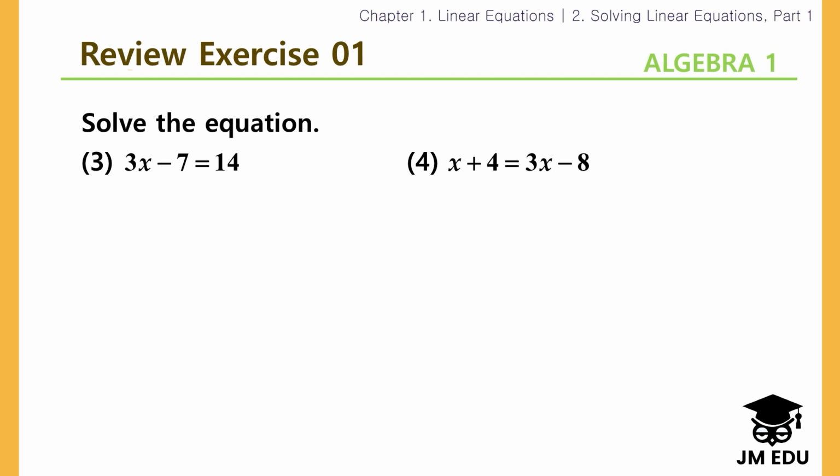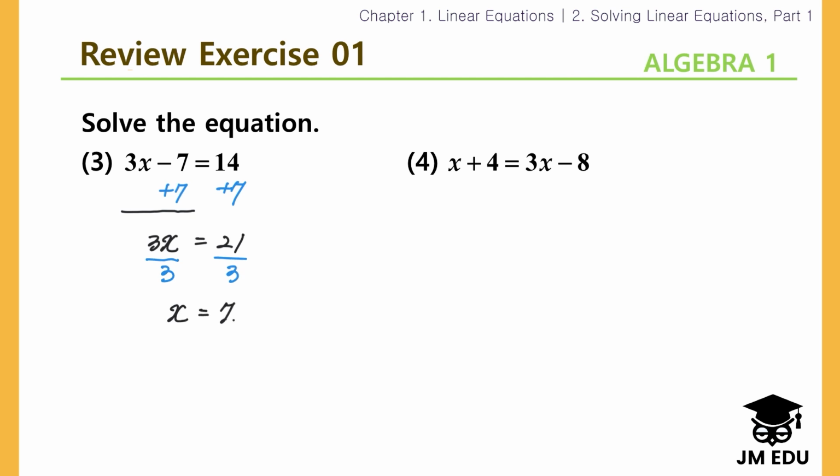Number 3. We have 3x minus 7 is equal to 14. So first step, we have to eliminate this negative 7 by adding 7 each side. So plus a 7 here, plus a 7 here. So 3x minus 7 plus 7, that's going to be 3x, is equal to 14 plus 7, that's 21. Now we have to eliminate this 3 by dividing 3 each side. So divided by 3, divided by 3. So x is equal to 21 divided by 3, 7.